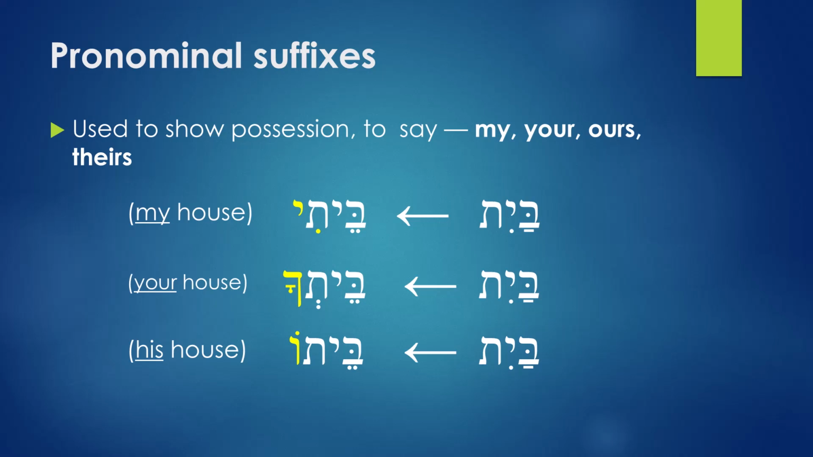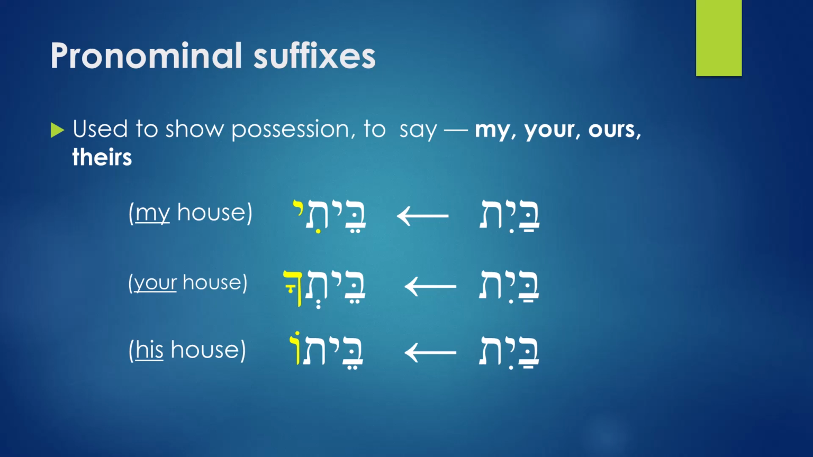Let's look at the example there. We're using the word bayit, and bayit means house. How do you say my house in Hebrew? To say my house in Hebrew, you're going to add i at the end, and that's going to be beiti. And beiti means my house. And they're called suffixes because they're added at the end of the word.